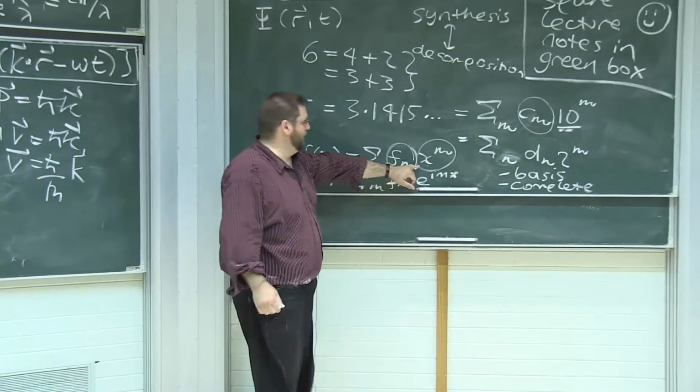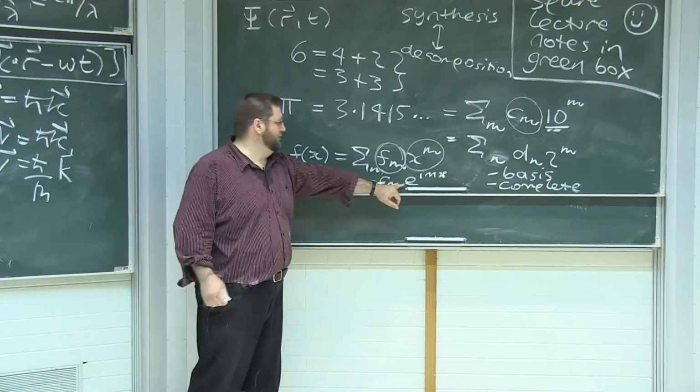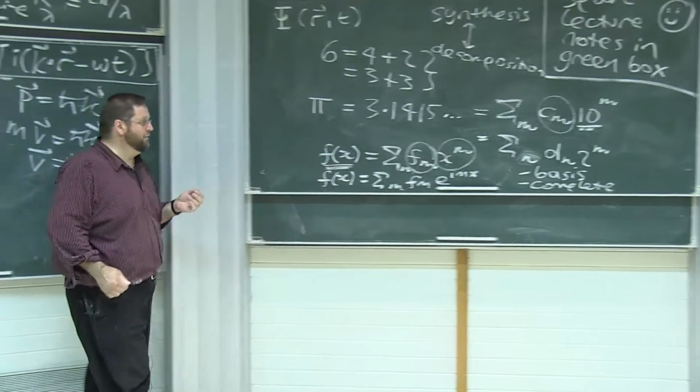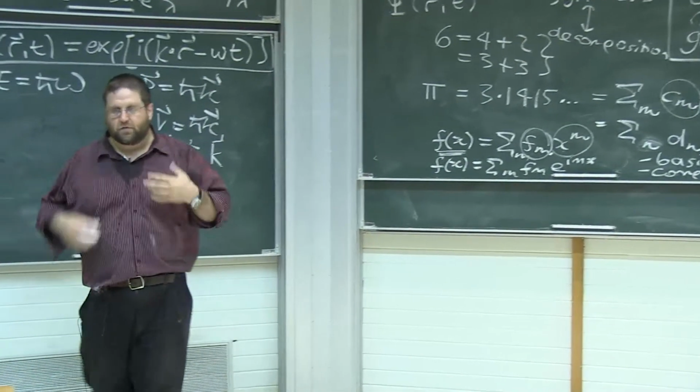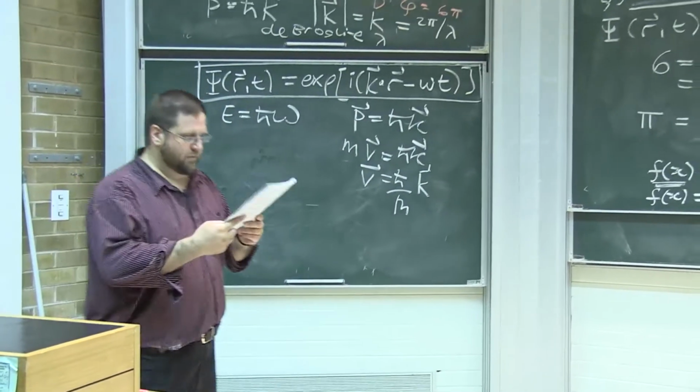Similarly, the set of powers of x is a basis, and similarly the set is a complete basis, and similarly the set of Fourier harmonics, e to the imx, with m being any integer, is complete, in that you can make any function out of a weighted sum of these objects.